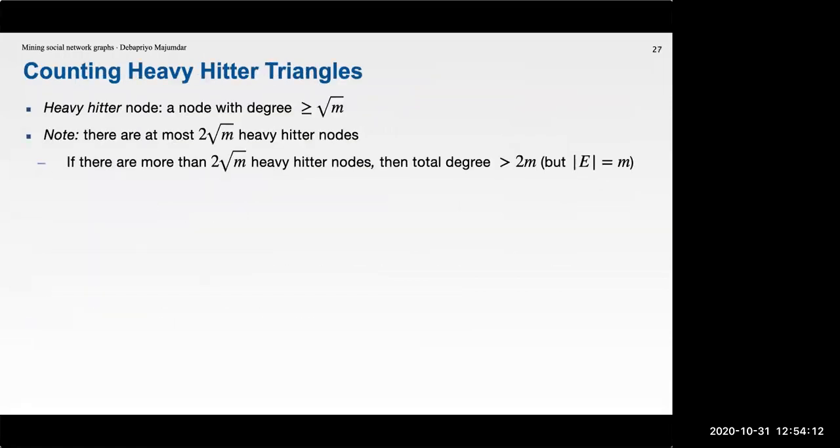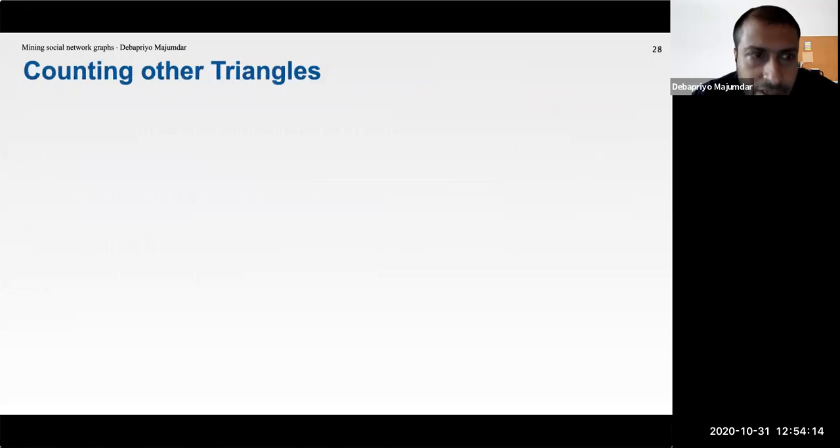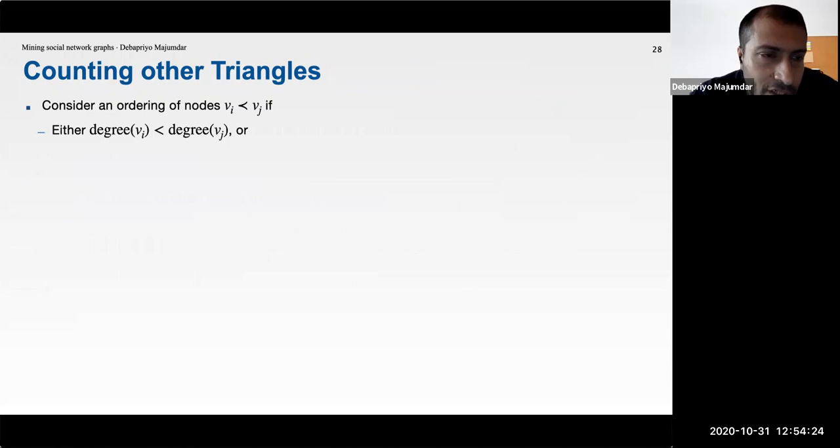Okay, so now we have counted the heavy hitter triangles. For the other triangles, consider an ordering of the nodes where Vi precedes Vj. This is the ordering: first order by degree. If the degree of Vi is less than that of Vj, then we write Vi precedes Vj.